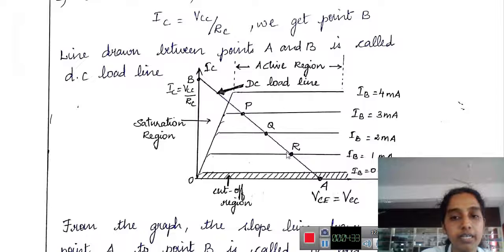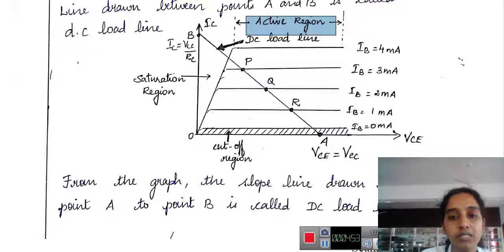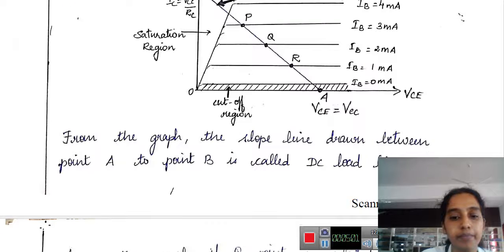So this is a general characteristic curve. We know that the transistor has 3 regions: the saturation region, cutoff, and here this is the active region. From the graph, the straight line you draw from A to B is called the DC load line.